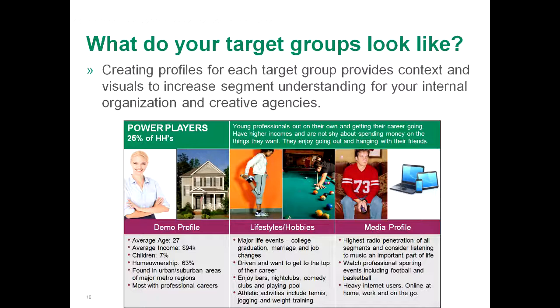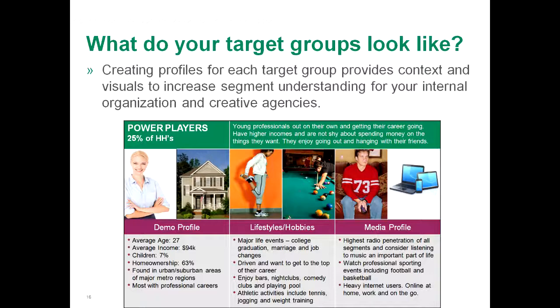They have higher incomes as a result of their profession, and they're spending money on whatever they really want. They're very social and enjoy hanging out and going out with their friends. You look at their demographic profile, about 27 years old, almost 100,000 in income. Very few of them have children. A lot of them are buying their own homes or condos. They're found in urban or suburban areas, and as I mentioned, a lot of these guys are professionals, which explains their higher income.